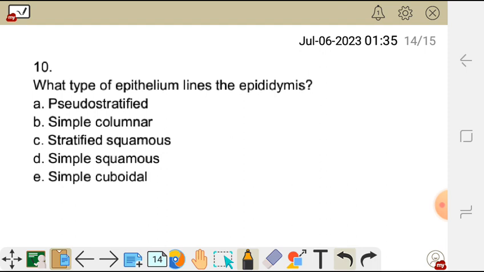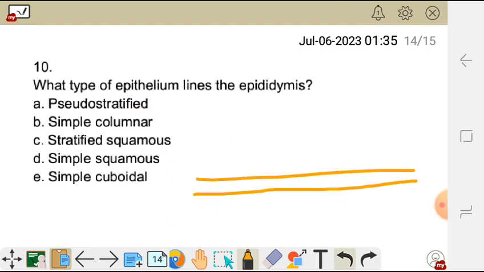What type of epithelium lines the epididymis? A. Pseudostratified. B. Simple columnar. C. Stratified squamous. D. Simple squamous. And E. Simple cuboidal. So the correct answer here, the epithelium which lines the epididymis is pseudostratified epithelium. So pseudostratified epithelium is the type of epithelium where, let's say, we have the basement membrane here.